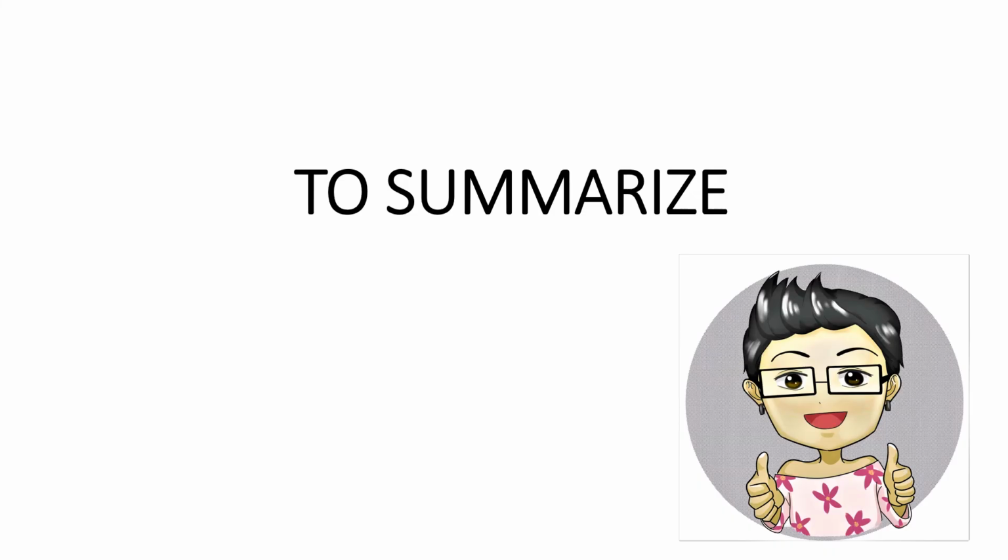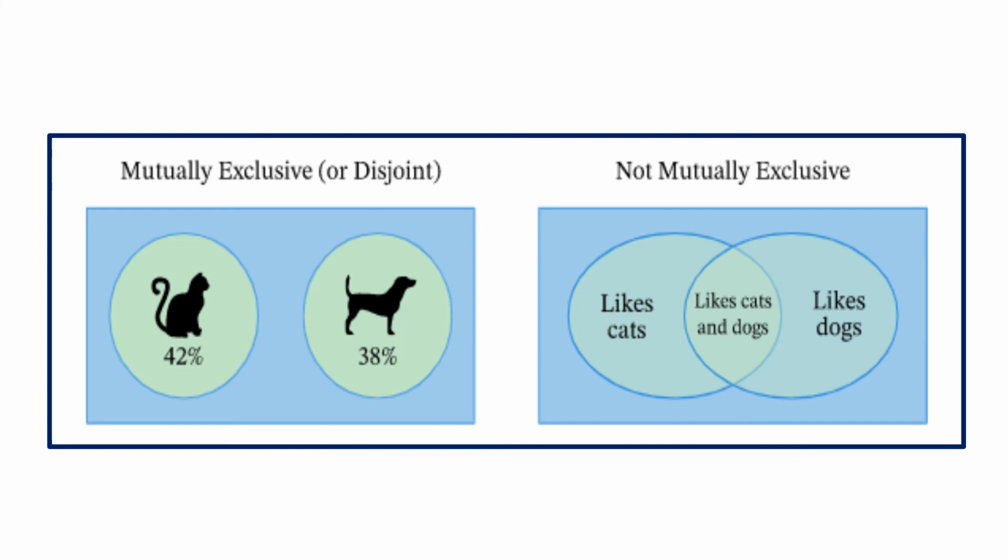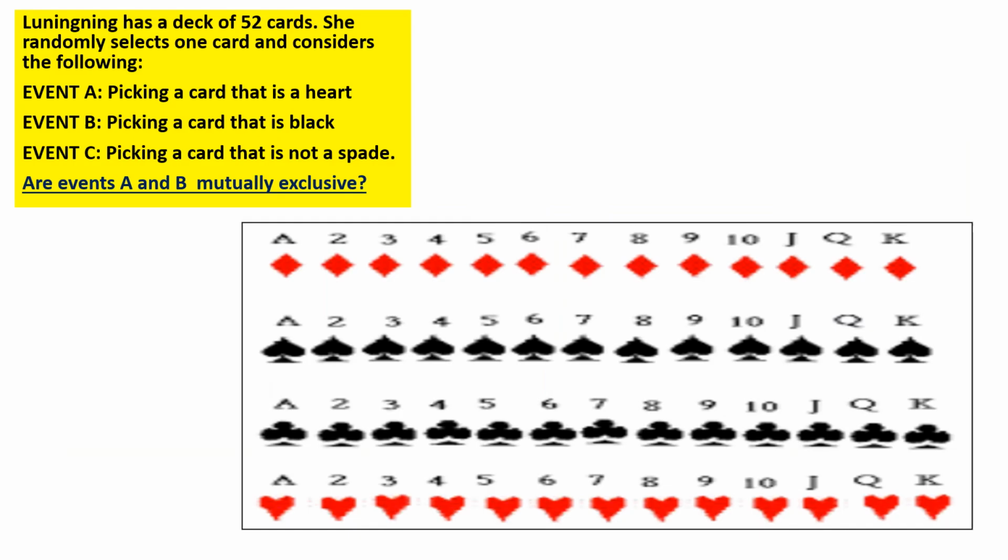Okay, to summarize, ang mutually exclusive or disjoint events, walang common element. Kapag not mutually exclusive events naman, ito yung mga events that have common element. Dito, walang common element or disjoint.